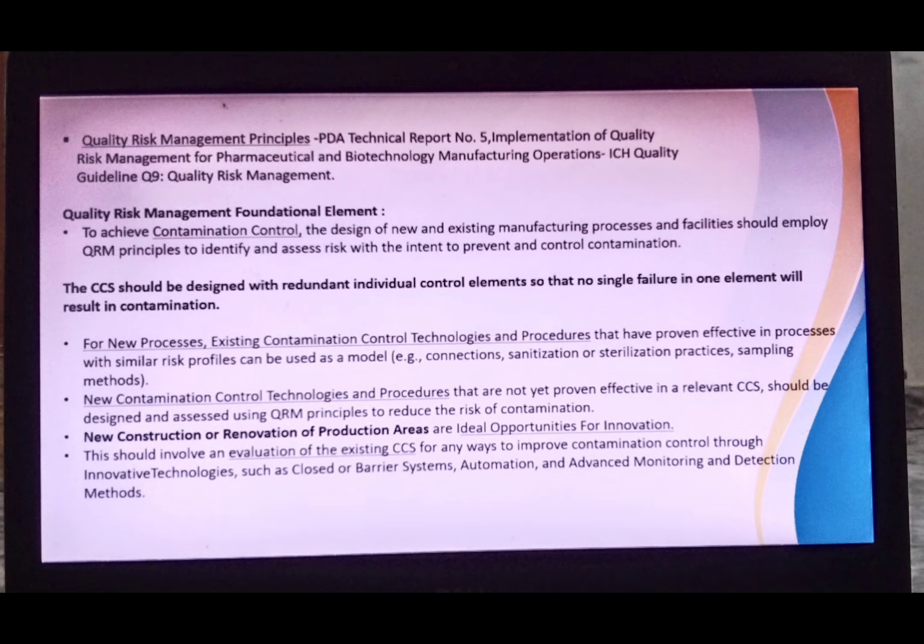New construction or renovation of production area are ideal opportunity for innovation. This should involve an evaluation of an existing CCS for any way to improve contamination control through innovative technologies such as closed or barrier system, automation and advanced monitoring and detection method.